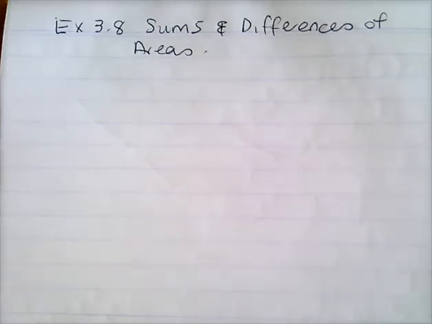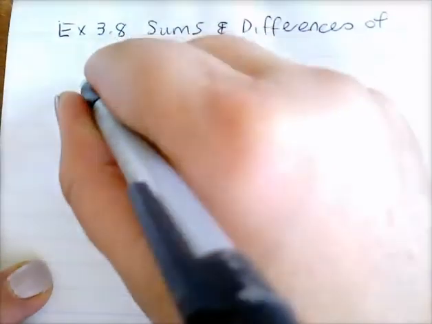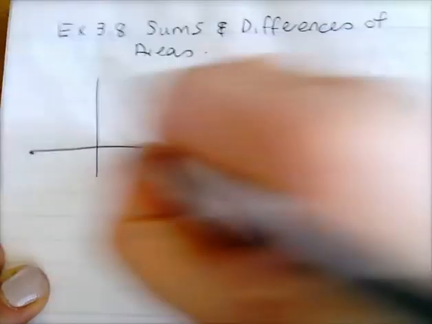Okay, exercise 3.8, sums and differences of areas. In this exercise, you really need to sketch each function. Sometimes to find the area you need, you're going to have to add two areas together, and sometimes you're going to have to subtract two areas from each other. Generally, you subtract when it's like this.